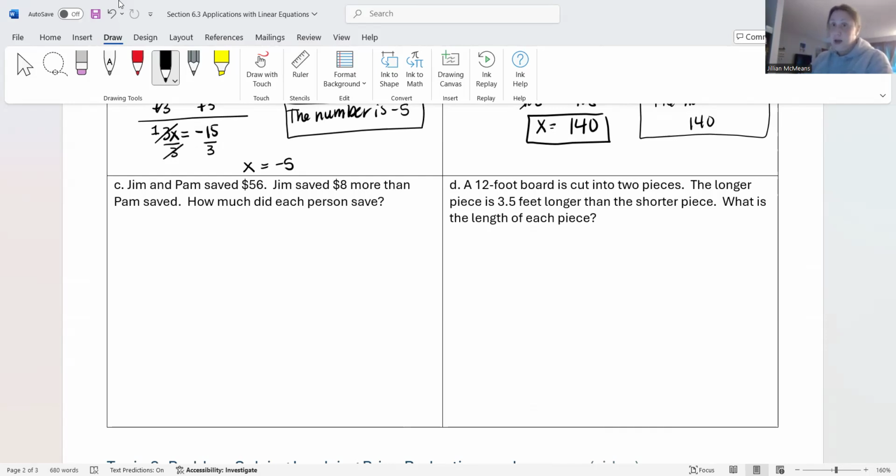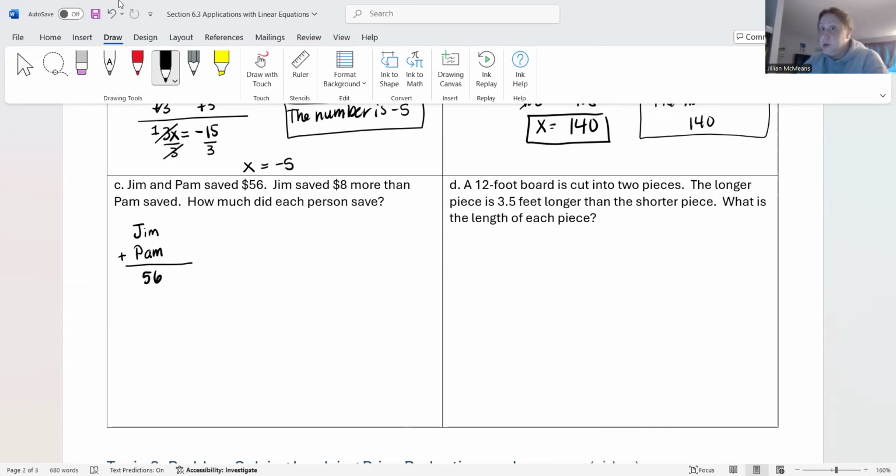If your work does not have algebra in it, I'm not going to feel overly compelled to give you credit, okay? So here's how I start this. We know that Jim and Pam were saving money. So I'm going to start with Jim plus Pam. So if Jim saves some money and then Pam saves some money, we know it added up to be $56. So if I take the amount Jim made, add it to the amount Pam saved, we have 56 bucks.